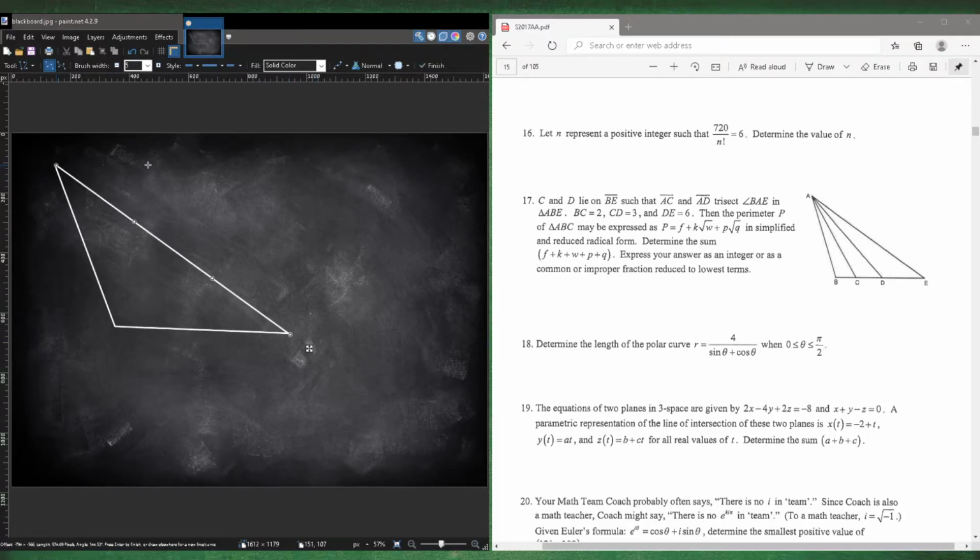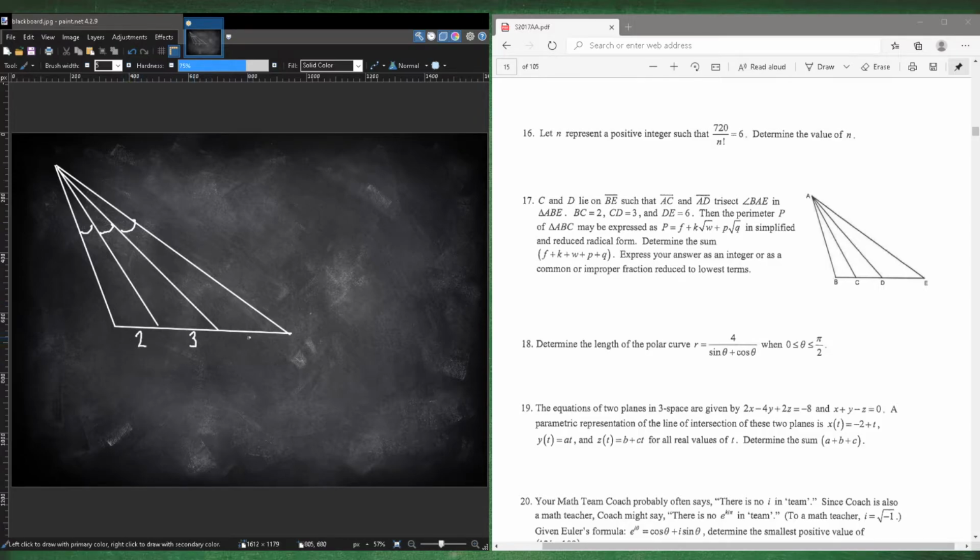And then we trisect the angle, so something like this and this. So they said that this angle is equal to this is equal to this. That's what it means to trisect. And they say this is 2, this is 3, and this is 6. Okay, so we need to find.